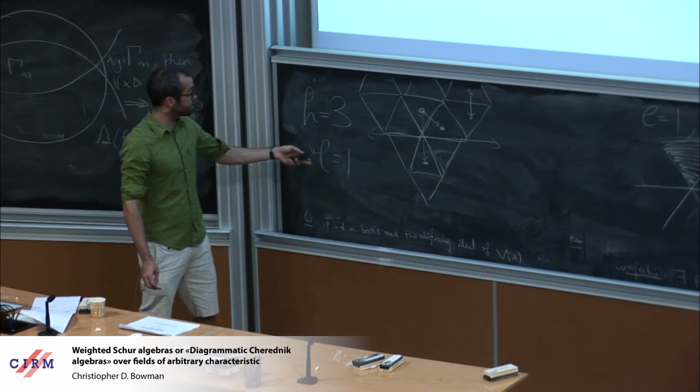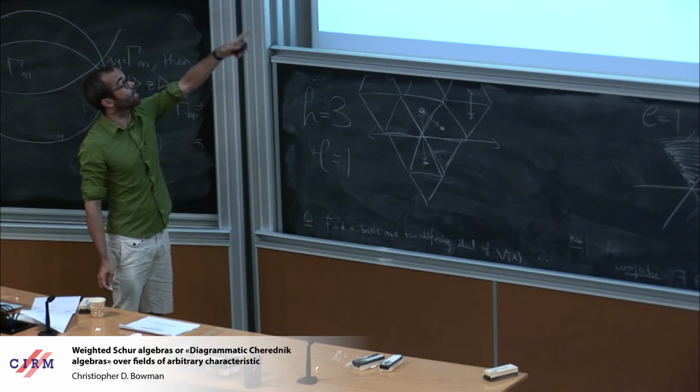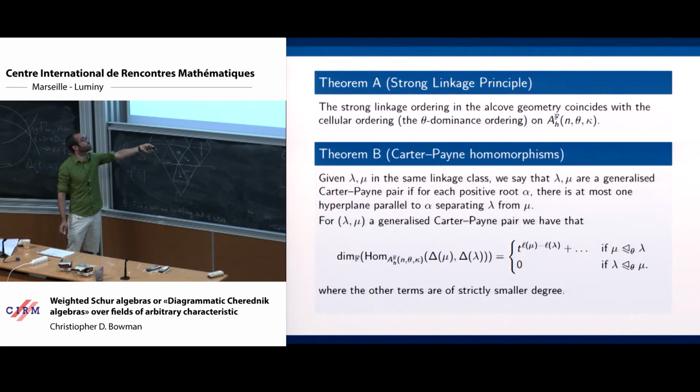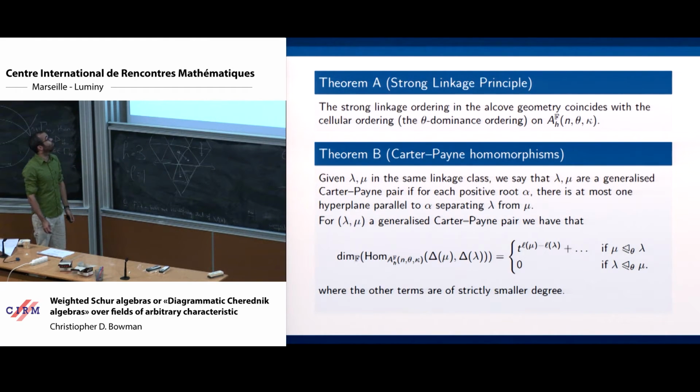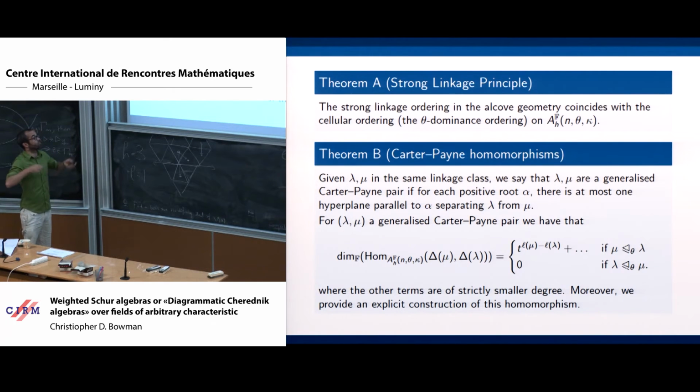And there's a classical result in this level 1 case, which says that if I take one of these Carter-Payne pairs, then I get a homomorphism between the cell modules, and this homomorphism is of degree given by some length function to do with my geometry. And there'll be more homomorphisms of smaller degree, but they're all strictly smaller degree. This is a classical result in the level 1 case that dates back to a long time ago, maybe the 60s. And all I'm going to say is that when you take these more general geometries, it also generalizes.